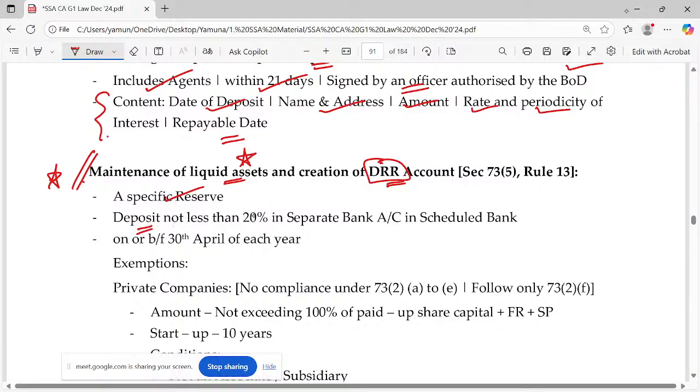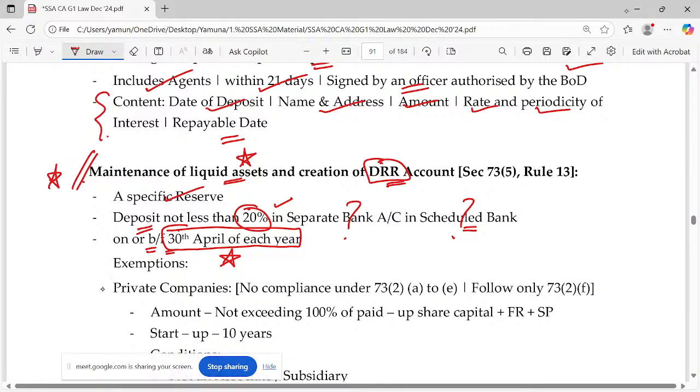You have to deposit not less than 20% in a separate bank account. In which bank? Not any bank, a scheduled bank, on or before 30th April of each year. Please highlight this date, it is important. எவ்வளவு deposit பண்ணும்? At least 20%, not less than 20% means what? At least 20%. Where? In a separate bank account. In which bank? Scheduled bank. When? On or before 30th April of each year.